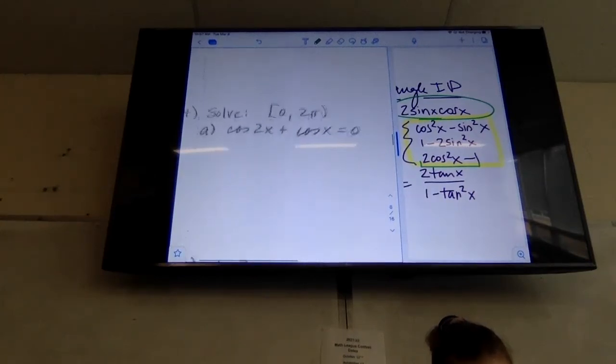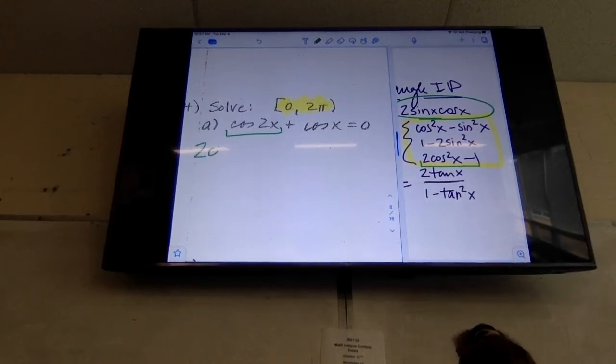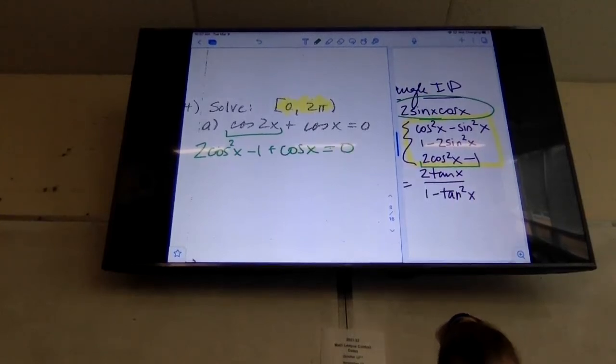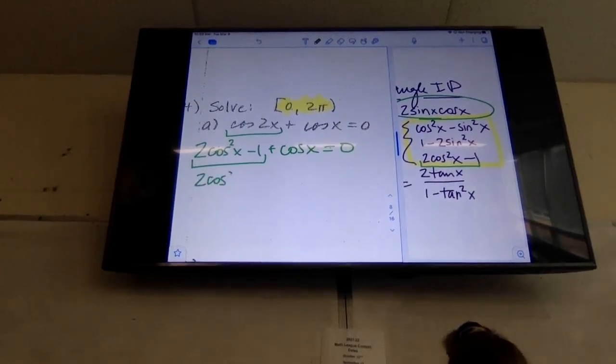The only difference here is I just want radians now. Cosine of 2x plus cosine of x equals 0. So I'm going to replace my cosine of 2x again with the exact same thing I did before. 2 cosine squared x minus 1 plus cosine x equals 0. And I should put it in order like I did the other one. All I did was replace my cosine 2x with 2 cosine squared x minus 1. I'm just going to rearrange it a little bit. So I've got my cosine squared first, then I have my cosine, and then I have my minus 1.